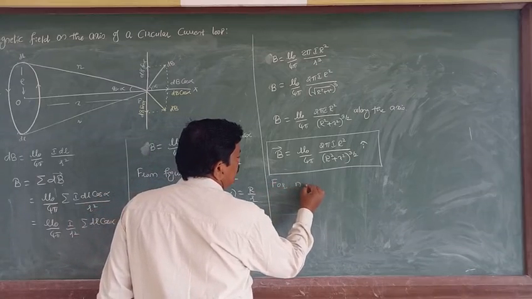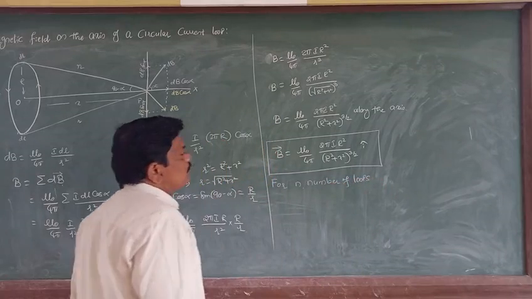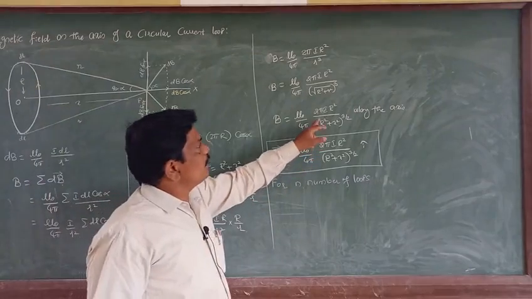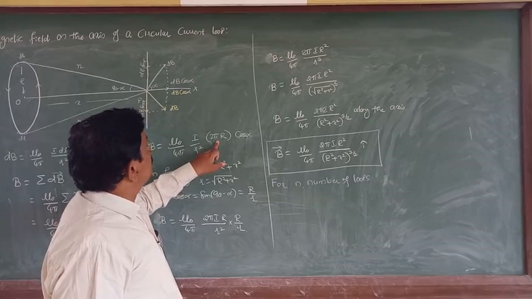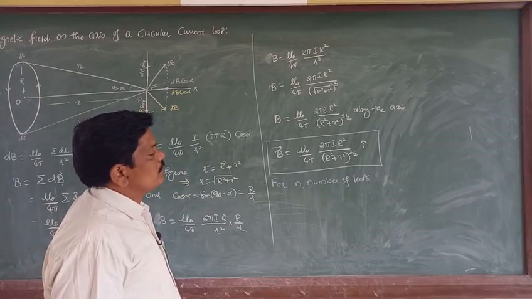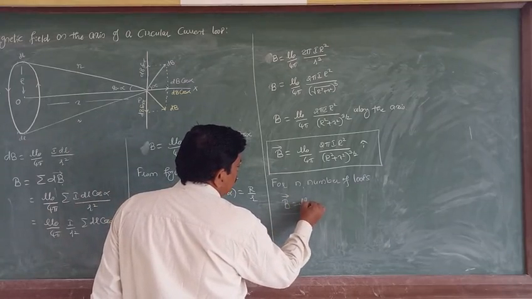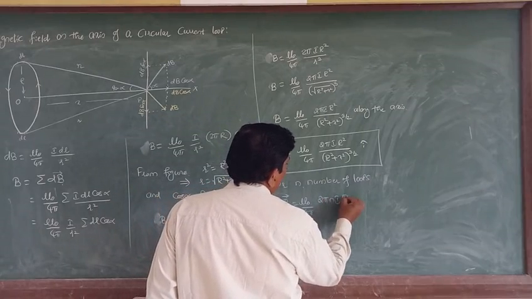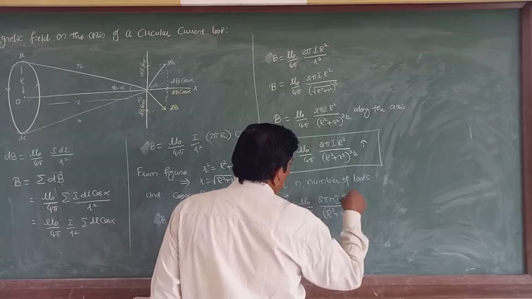If there are n number of loops or n number of turns, for one turn the circumference is 2 pi r, for two turns it is 2 into 2 pi r, and so on. So for n number of turns, the expression is mu naught upon 4 pi, 2 pi n I r square upon r square plus x square raised to 3 by 2, I cap.